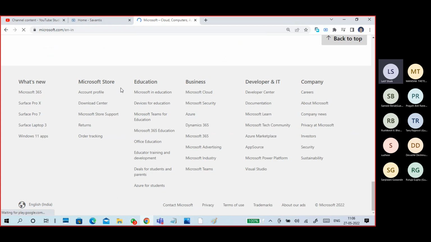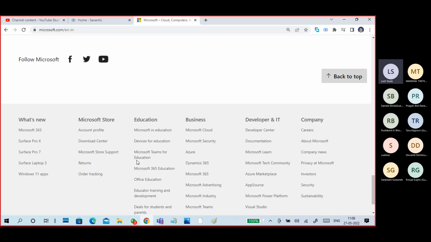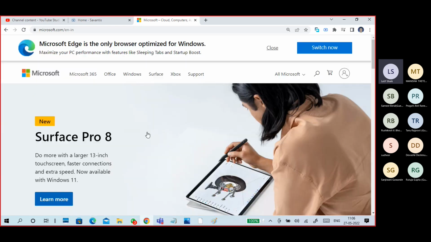See, it is the Microsoft Store. What are the products of Microsoft? What are the services of Microsoft? Development, documentation, learning, Azure. These are all businesses: cloud, security, Azure, Dynamics, Office, Microsoft 365, advertising, industries, Teams. They are giving Microsoft services.